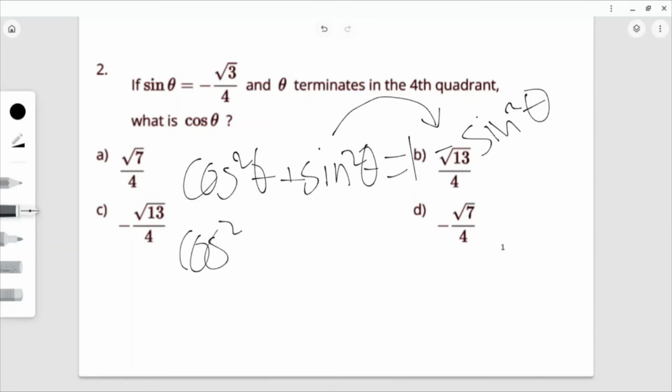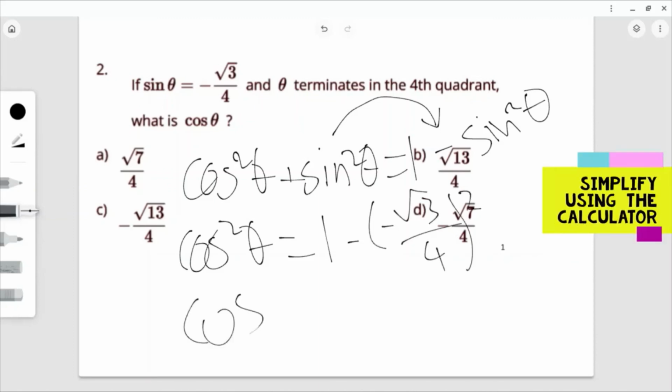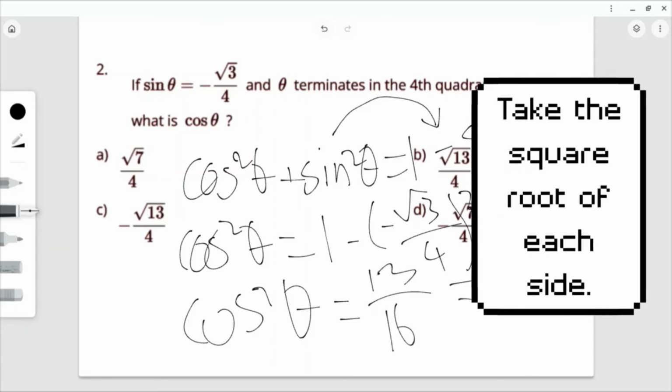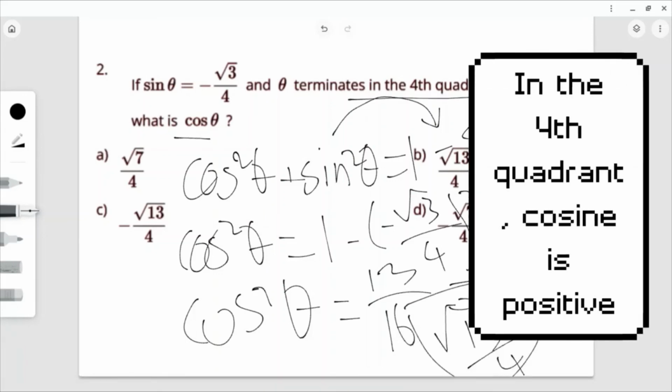Here you're going to put 1, then put sine in a bracket, squared. You're going to put this in your calculator and you're going to get 13 over 16. So you are going to do the square root of 13 over 16 and you're going to get square root of 13 over 4. That's going to be your final answer. Cosine is in the fourth quadrant and so it's going to be positive. So your answer is going to be B.